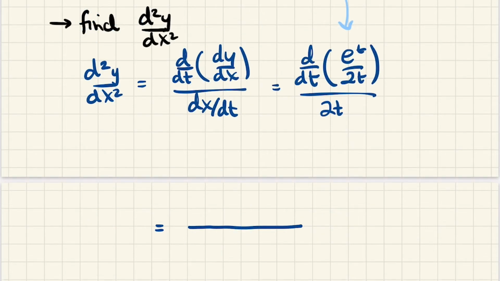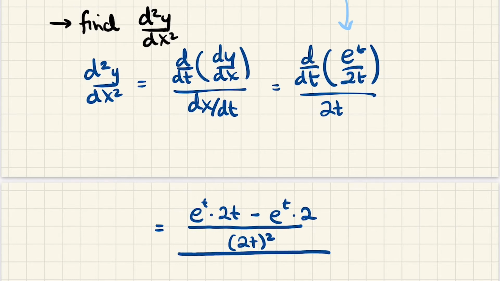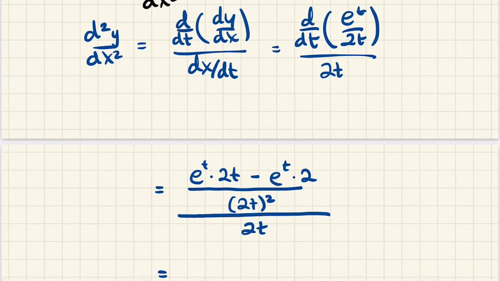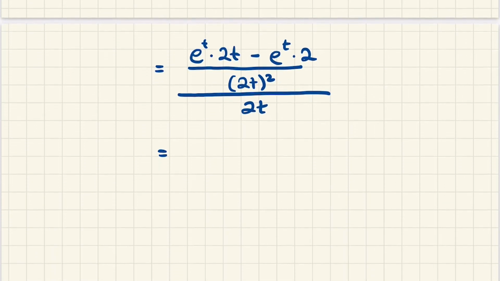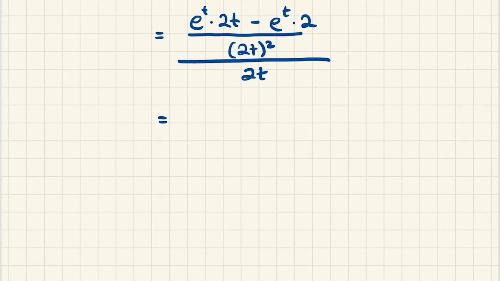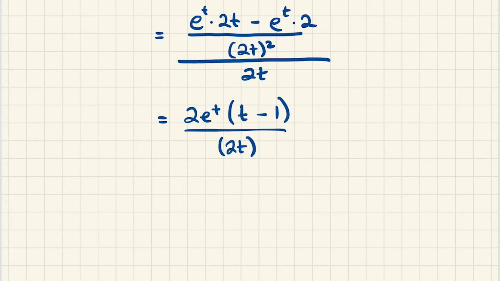So using the quotient rule, we have the derivative of the numerator, which is e to the t, times the denominator, minus the numerator, times the derivative of the denominator, which is 2, over the denominator squared. And this itself is all over 2t. Okay, so we can clean this up a little bit by factoring 2e to the t out of the numerator. Here we have 2e to the t times t minus 1, and this is all over 2t quantity cubed.